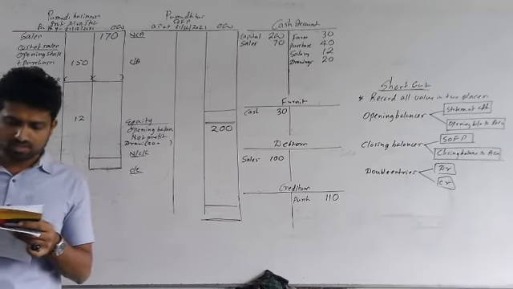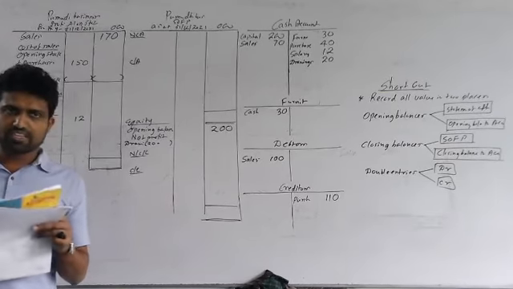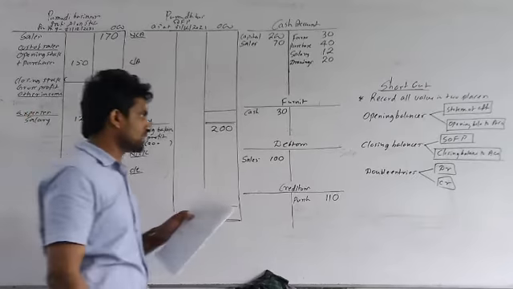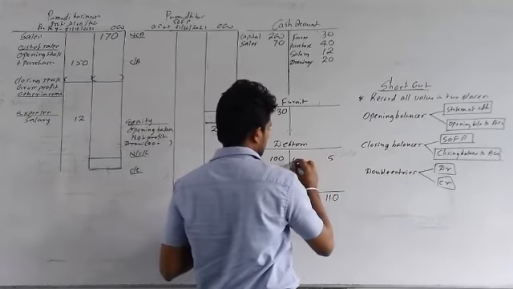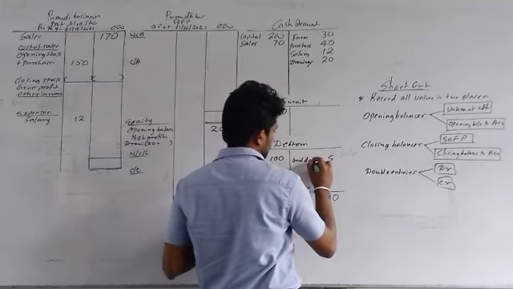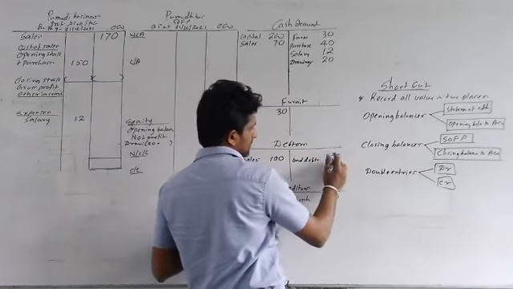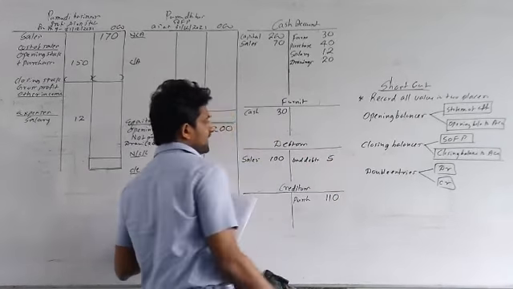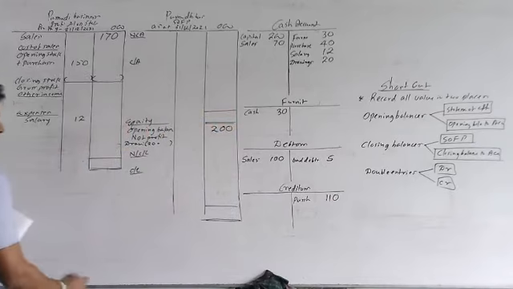Then debts which cannot be recovered, that's bad debts. Credit that 5 debtors, bad debts. Take this 5, expenses, bad debts.